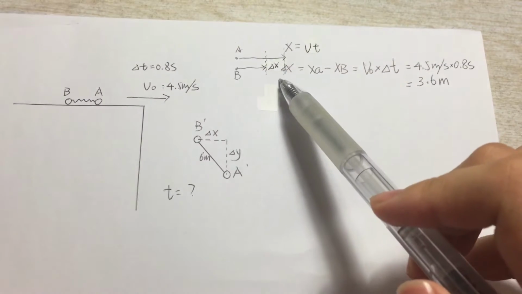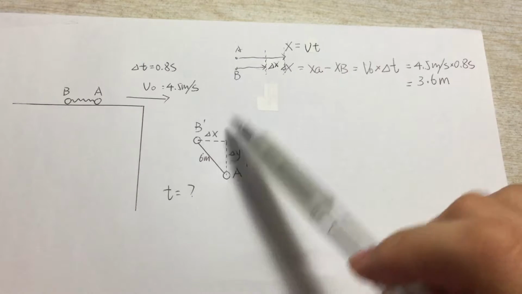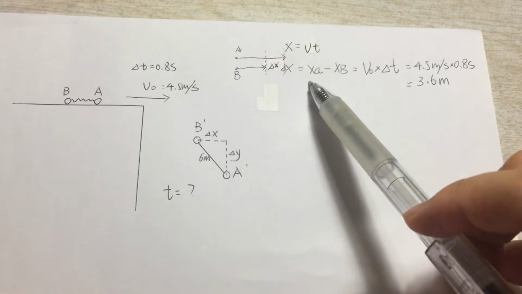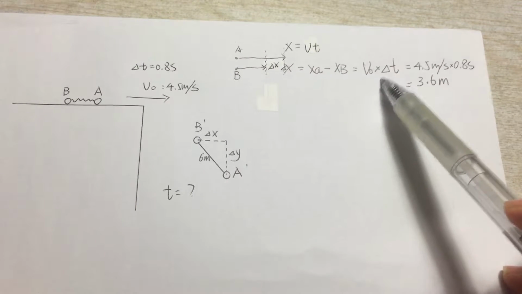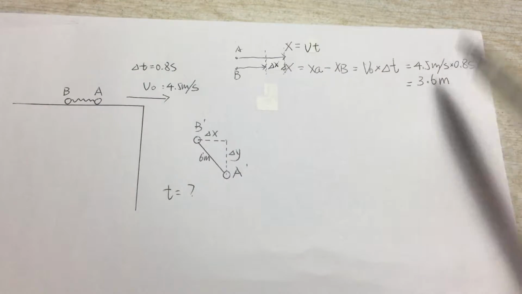In the horizontal direction, we can draw a graph like this to show the delta x. Because x equals velocity times time, delta x equals xa minus xb, and is equal to velocity times delta t. So the result is 3.6 meters.